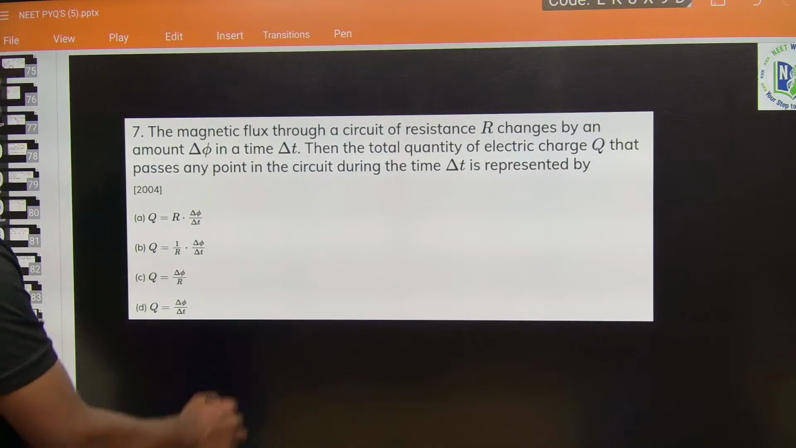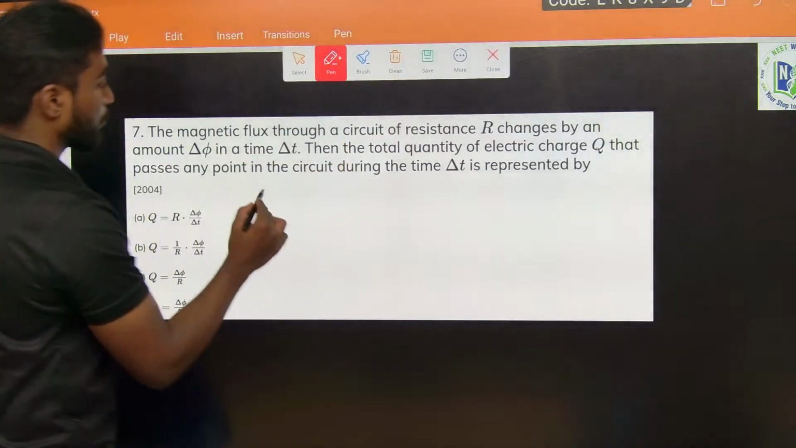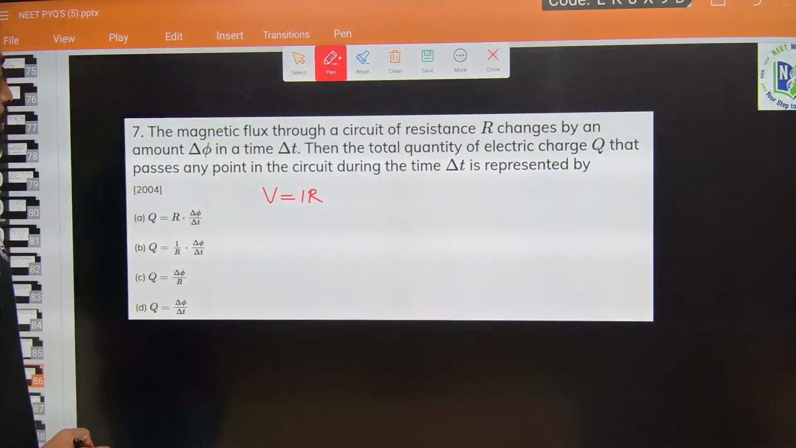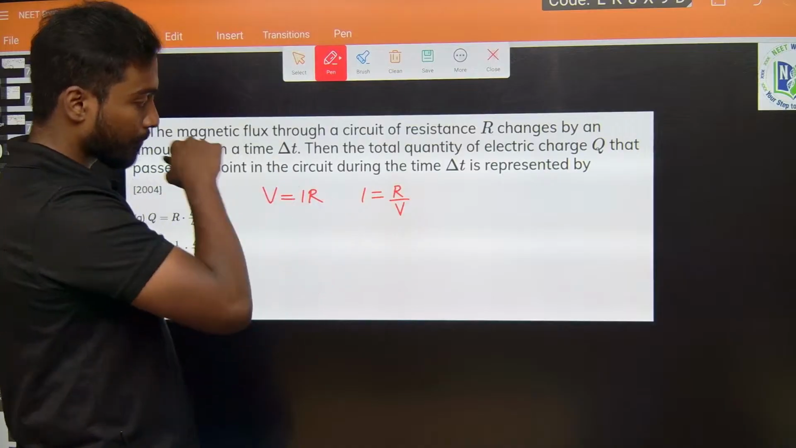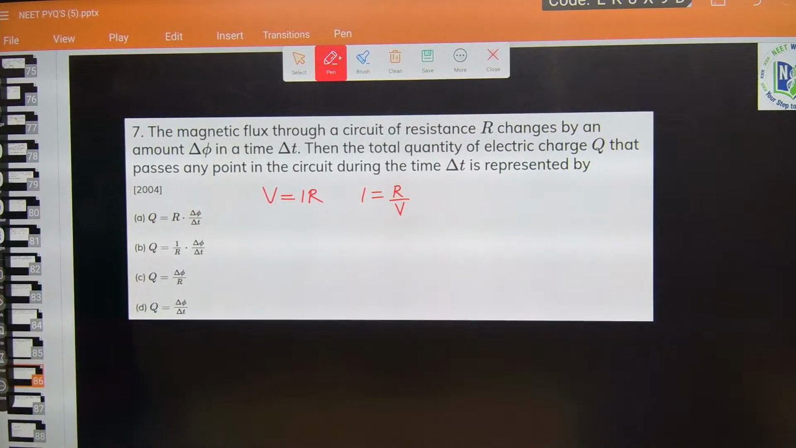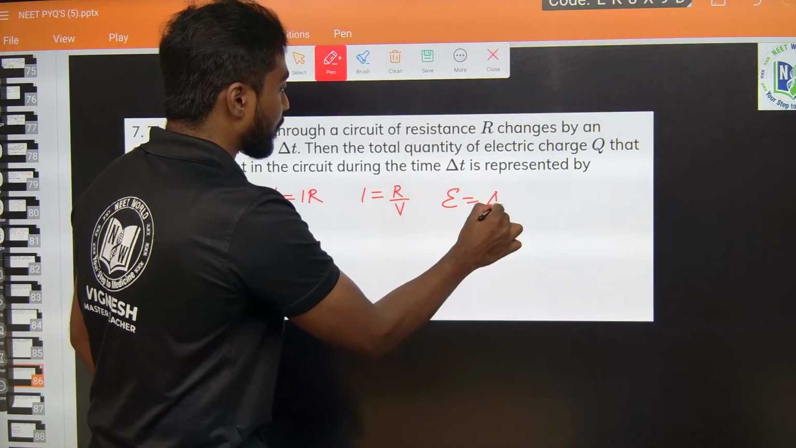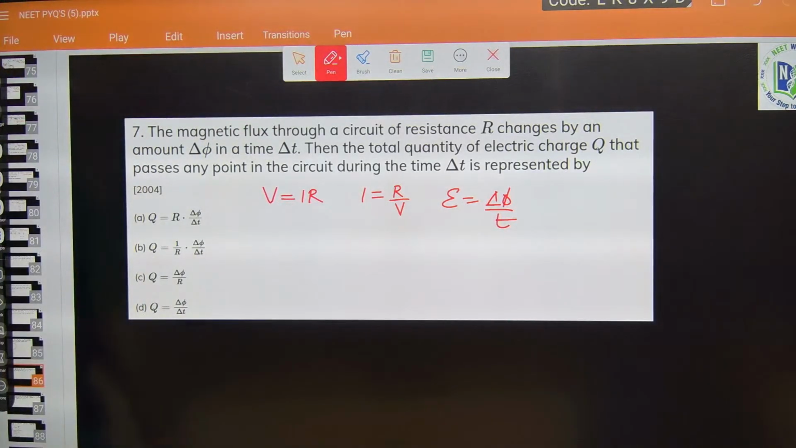Magnetic flux, where is the pen? So V is equal to IR, we know. So in this, I is equal to V by R, I can write, and then E is equal to delta phi by T, also we know. So from these two equations I can substitute and get any one of the values.